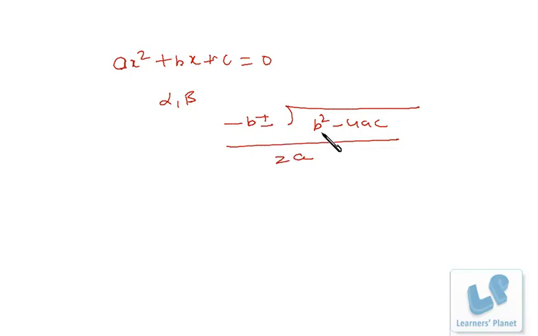Now there are three cases. If b square minus 4ac is equal to 0, in that case there is no meaning of this plus and minus, because after plus and minus we will be getting the same zeros. So in this case both the zeros will be equal. Suppose alpha and beta are the two zeros, so alpha will be equal to beta, right? That you should be knowing.